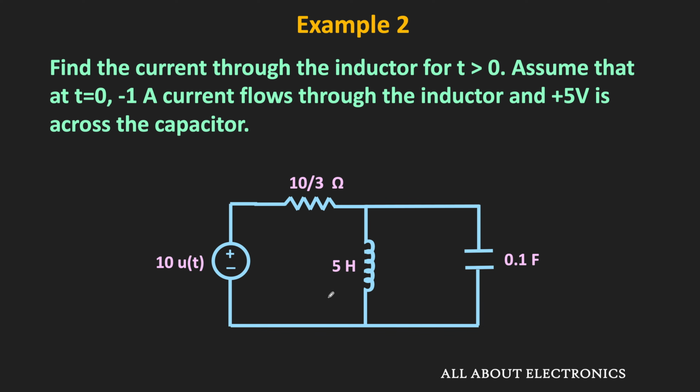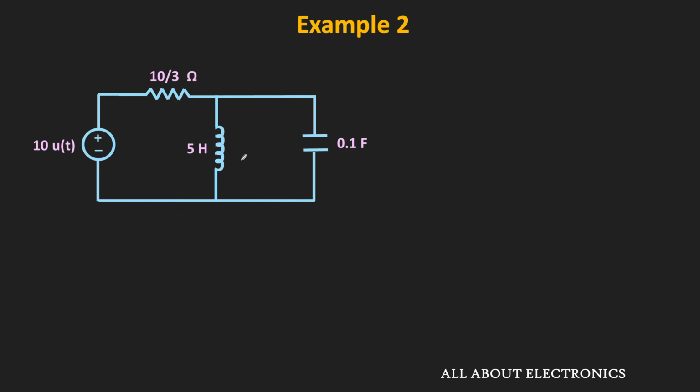Here we have been given that initially minus 1 ampere current is flowing through the inductor, and the voltage across the capacitor is equal to plus 5 volt. That means we have already been given the initial conditions. So for finding the current through the inductor, first of all, let us draw the equivalent S-domain circuit for the given circuit.